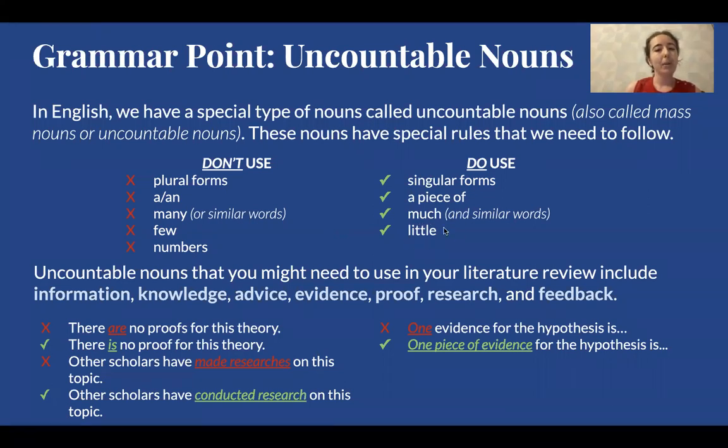Little furniture also sounds a little bit odd. But the point is that these are the singular equivalents of many and few. All right, so uncountable nouns you might need to use in your literature review, or for that matter, any kind of academic research include information, knowledge, advice, evidence, proof, research, and feedback.